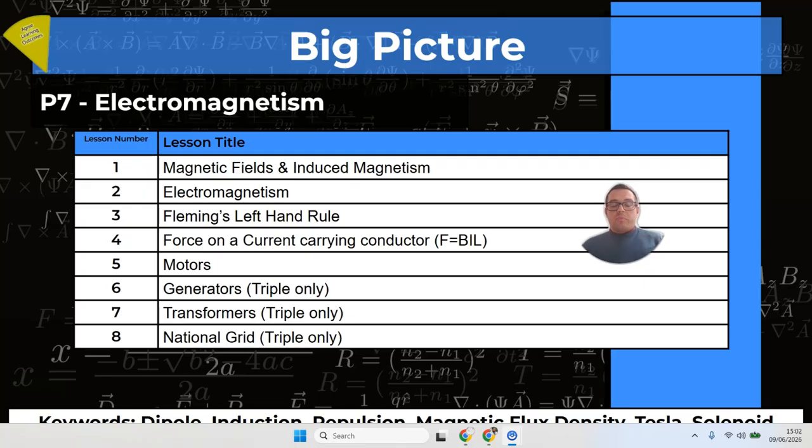So if you do triple science, you also need to look at generators, which are like the opposite of motors, transformers and the national grid. A little bit more detail on those, but that's not covered in this video.